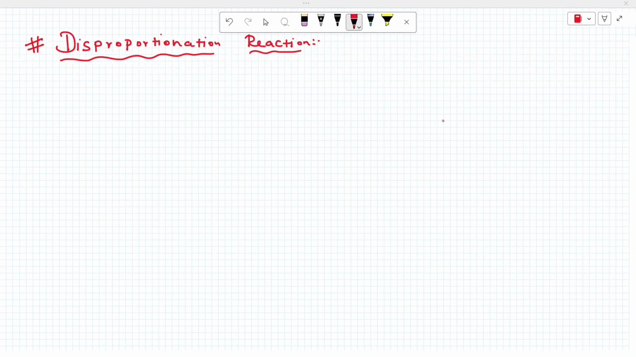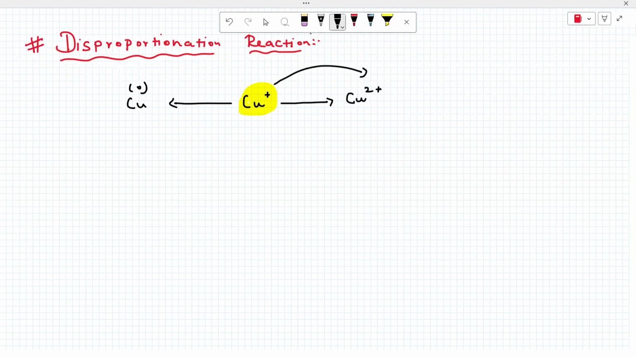See, listen. I take copper plus. Now this element can show the highest as well as the lowest oxidation state. Copper. Now see, this element can show a higher oxidation state as well as a lower oxidation state; they call it a disproportionation reaction. Very important, please note.